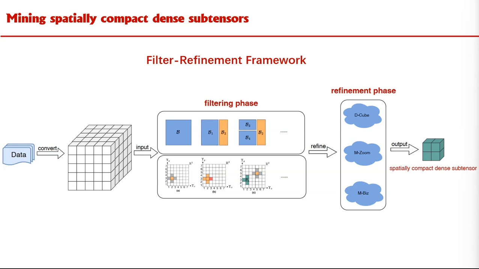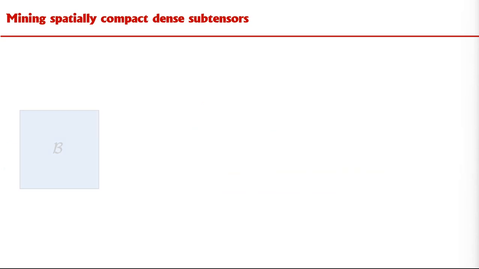The filtering phase uses the method described below to process the spatial attributes of the tensor, and the refinement phase uses the existing dense subtensor mining algorithm to process the traditional attributes, ultimately outputting subtensors with high density and low spatial coverage characteristics. Now that we know spatially compact dense subtensors are those with high density and low spatial coverage, how do we mine subtensors with these two characteristics from a tensor?